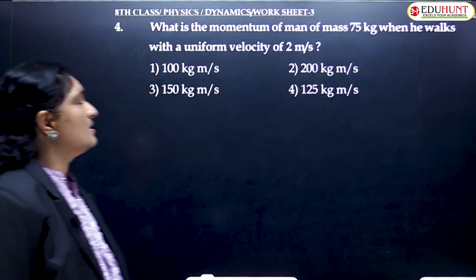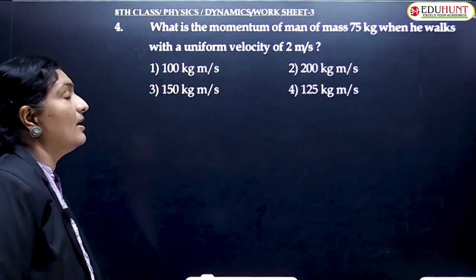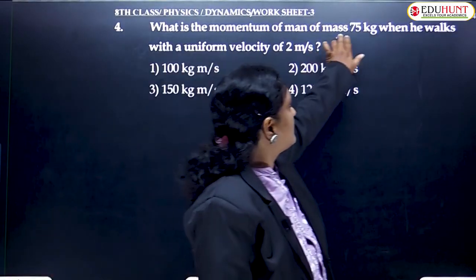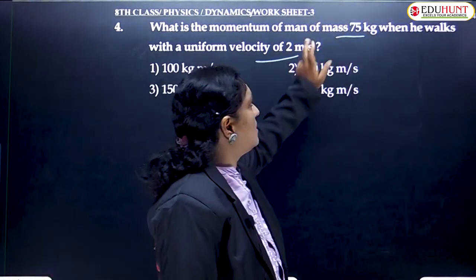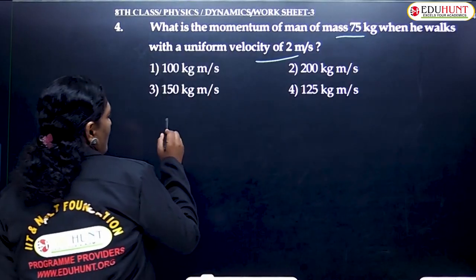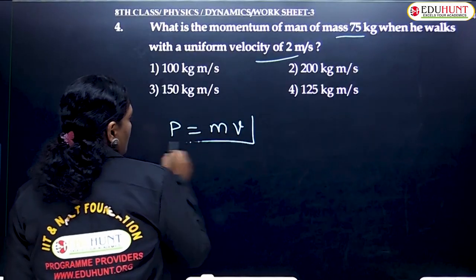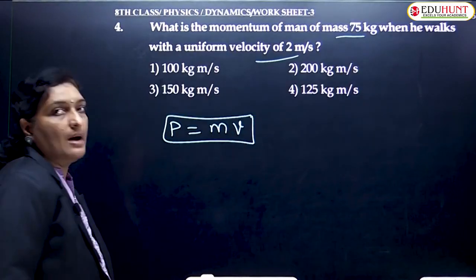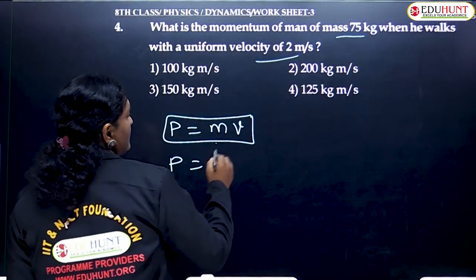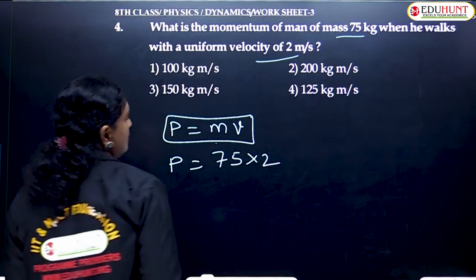Question number 4. What is the momentum of a man of mass 75 kg when he walks with a uniform velocity of 2 meter per second? So what is the given data, children? Mass is given as well as velocity. You are asked to find the momentum. What is the formula for momentum? Product of mass and velocity. So P, you are asked to find; how much mass is given, 75 kg, and how much velocity, 2 meter per second.